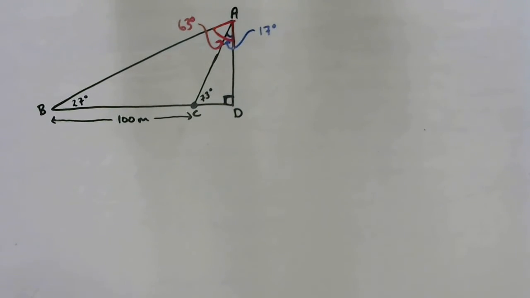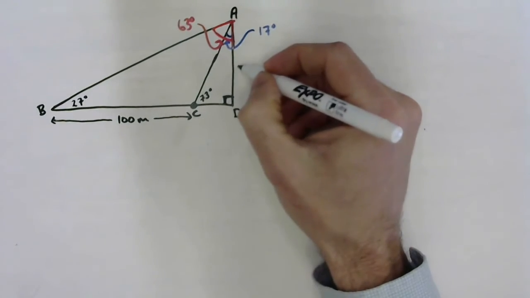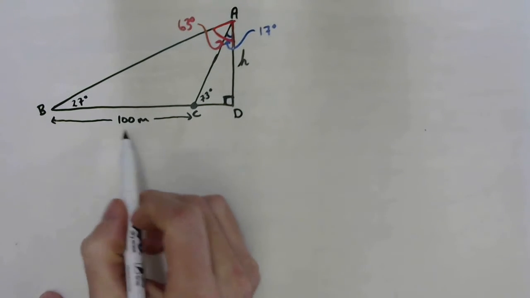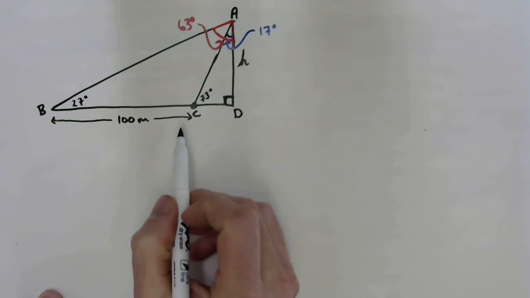And I am trying to find out the height of the bridge, so I'm going to label that lowercase h. And then they give us this 100-meter thing. Why do you think that's useful? What else should I maybe label?